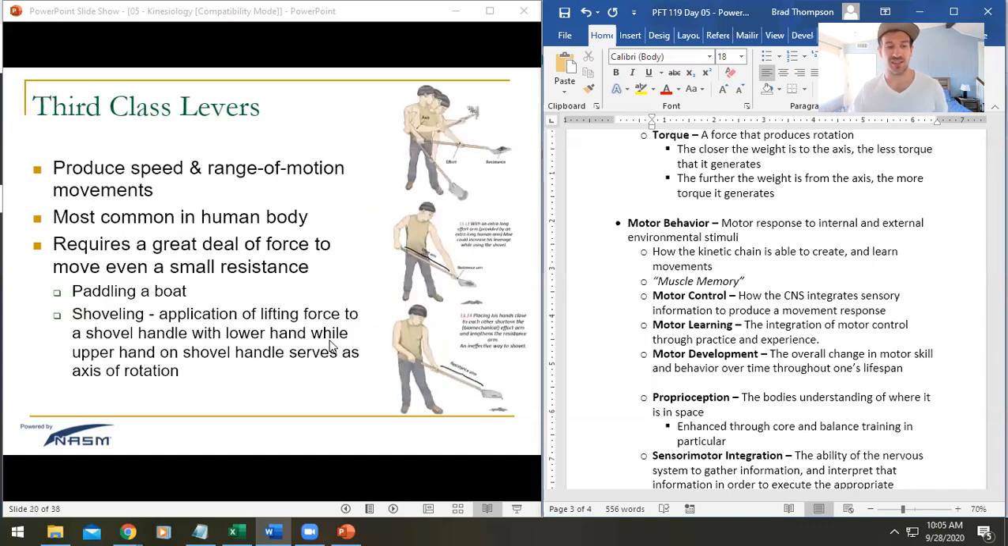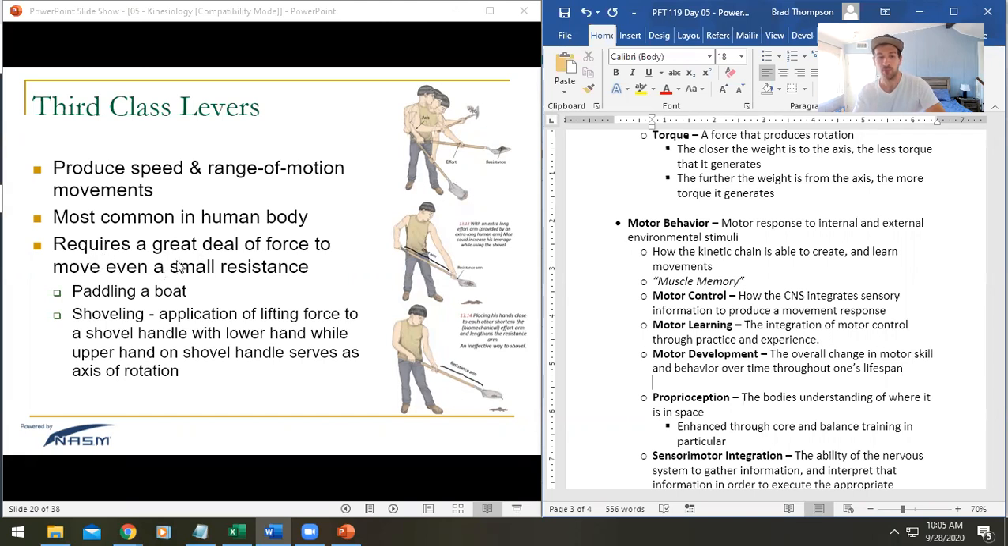Then you have third class levers. Third class levers are like a shovel. This is an interesting one because you've got force being applied back here, but then you've got your arm acting as a midpoint and you can adjust where it's at. I could shovel from here or from here. That's a third class lever. This is what you're going to mostly see throughout your body. Most of your body uses third class levers.